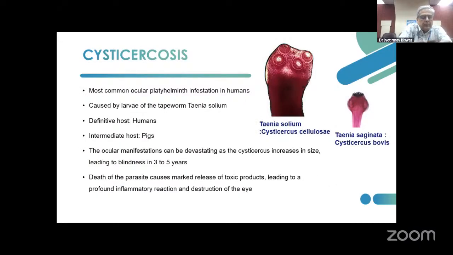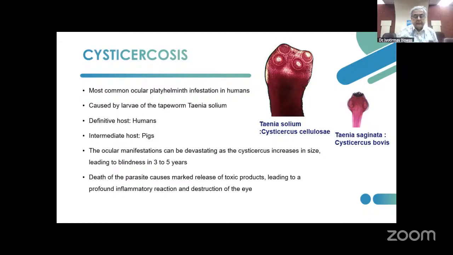Cysticercosis is the most common ocular platyhelminth infestation in humans, caused by the larva of the tapeworm Taenia solium, and Taenia saginata causes Cysticercus bovis. Taenia solium produces Cysticercus cellulosae. The definitive host is human; the intermediate host is pigs. You get it from uncooked pork, and this can produce the cysticercus lesion. One of the tennis players, Leonardo Pace, had cysticercus in the brain, neurocysticercosis. Ocular manifestation can be devastating as the cysticercus increases in size, leading to blindness in 3 to 5 years. It's not a good disease. It can lead to blindness.